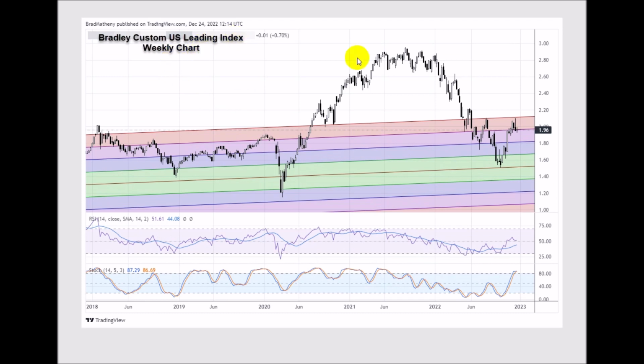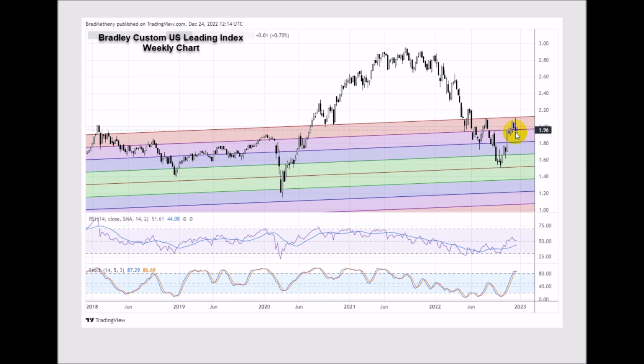Custom leading index. Oh boy, look at this. Everything else is bearish, but we've seen a very solid accumulation phase take place. This is a weekly chart.